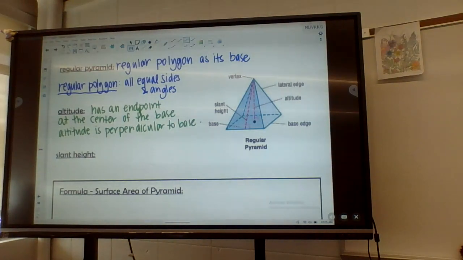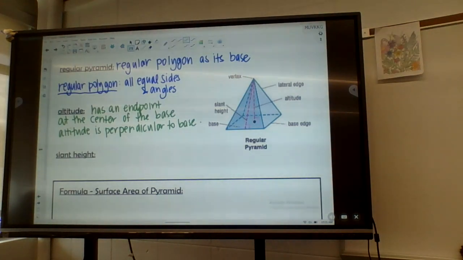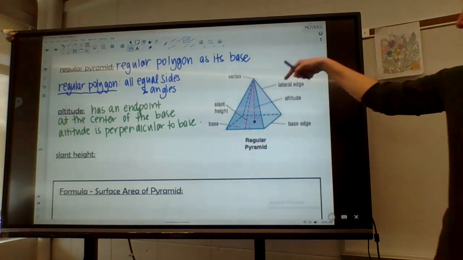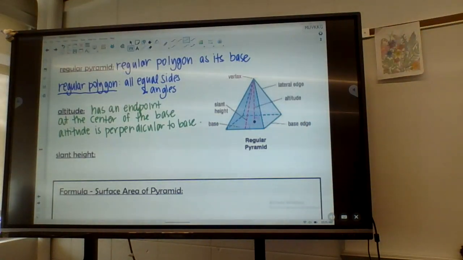So it's going to be dropped right down the center, through the middle, perfectly straight line. So again, if I hung a string straight down through the center of the pyramid, it would go right to the center of that base. And so they have a little right angle drawn there for us.